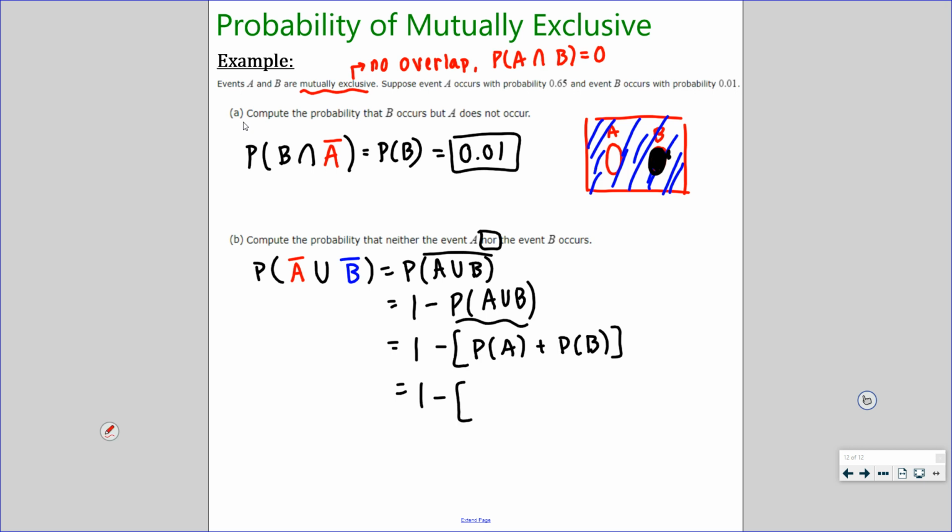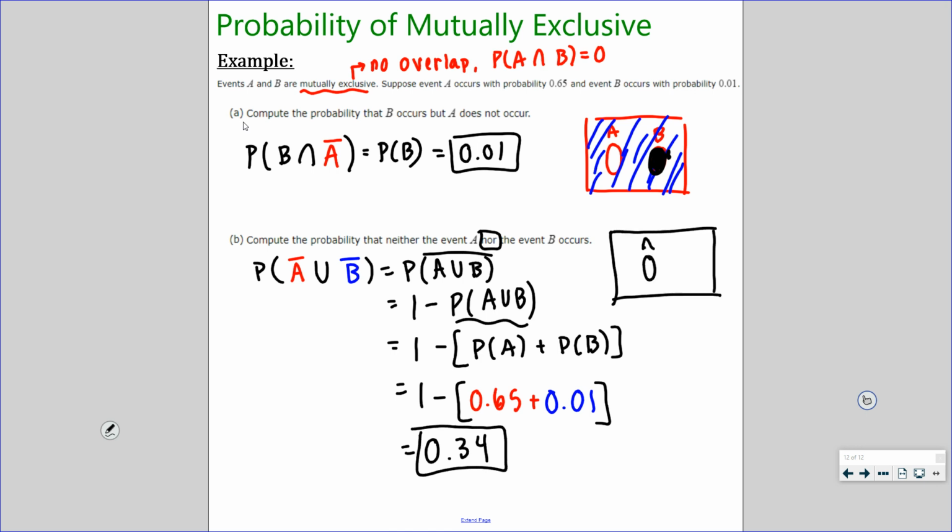Probability of A, 0.65. Probability of B, 0.01. All right, so you'd add those together to find the probability of either or happening. 1 minus that to find the complement. I got 0.34. So basically, we just calculated this space. A or B not happening is all this.